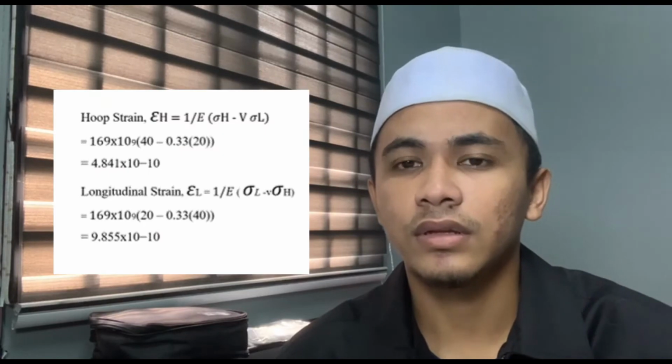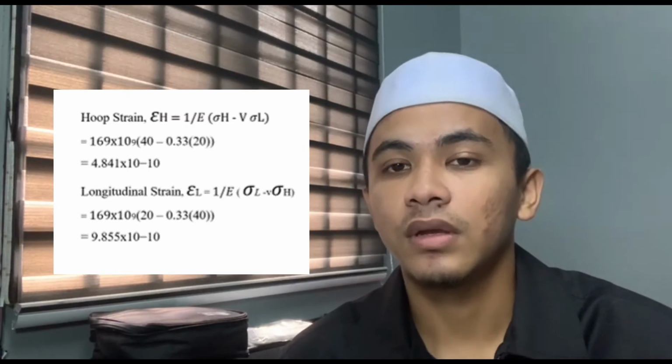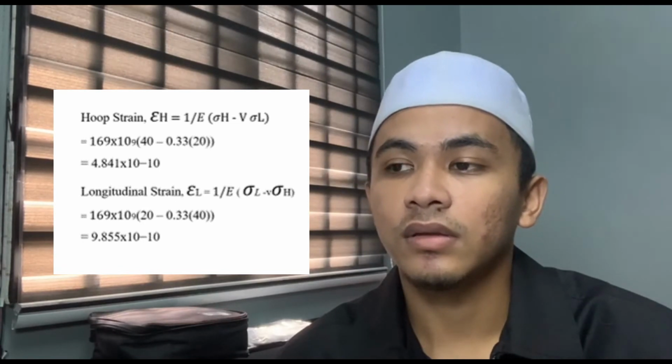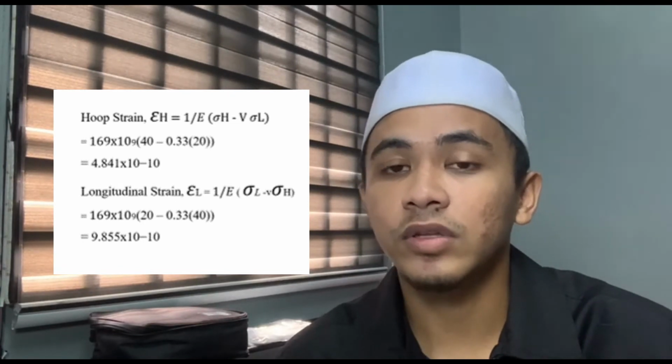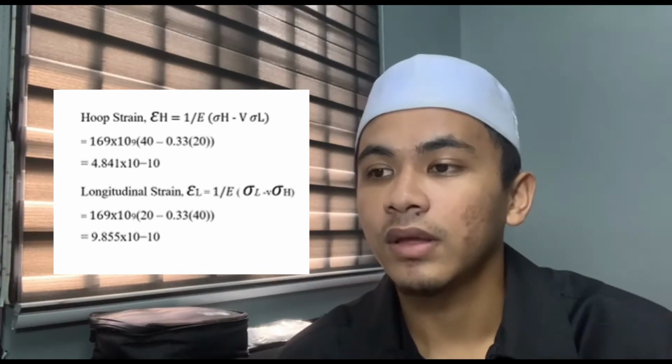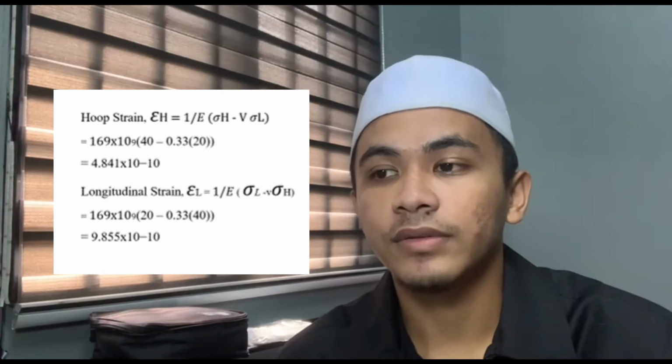Next, for the calculation for closed-end thin cylinder, the first one we need to calculate is the hoop strain. The formula is 1 over E multiply the hoop stress minus Poisson ratio multiply longitudinal stress, and the answer we get is 4.841 multiply 10 power of negative 10.